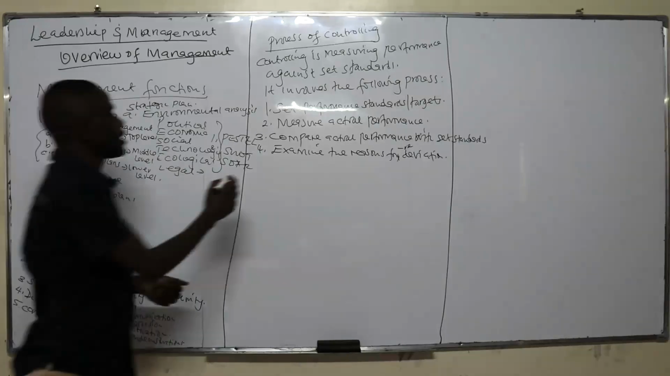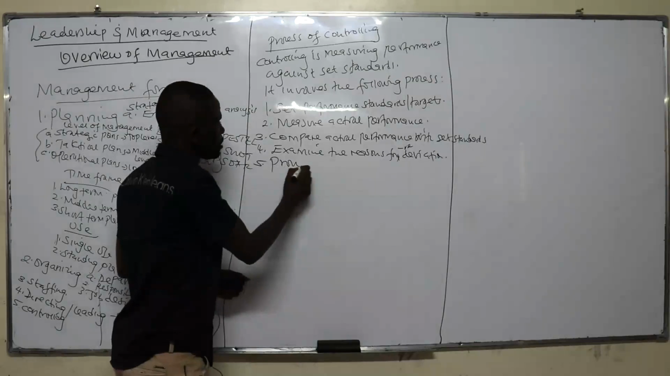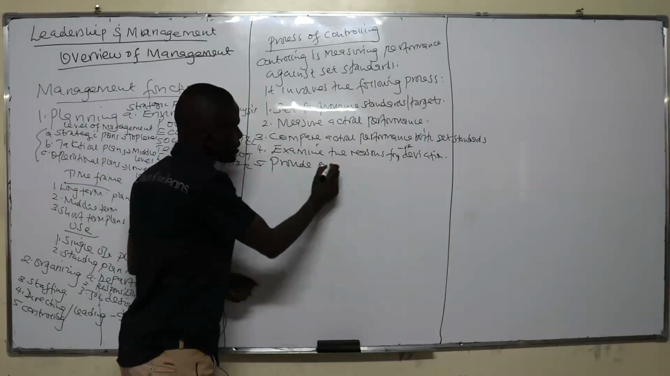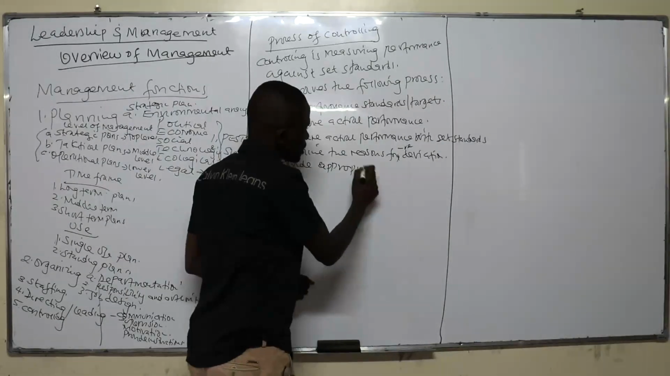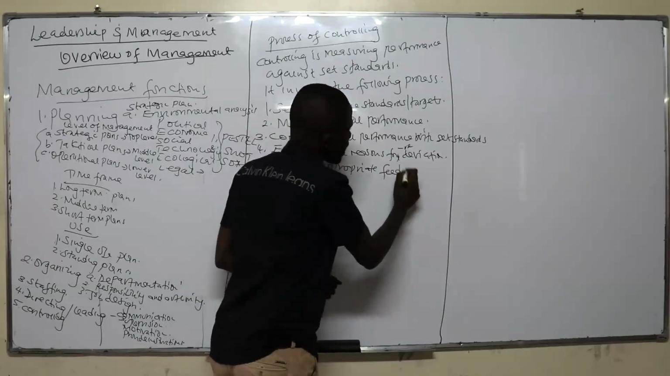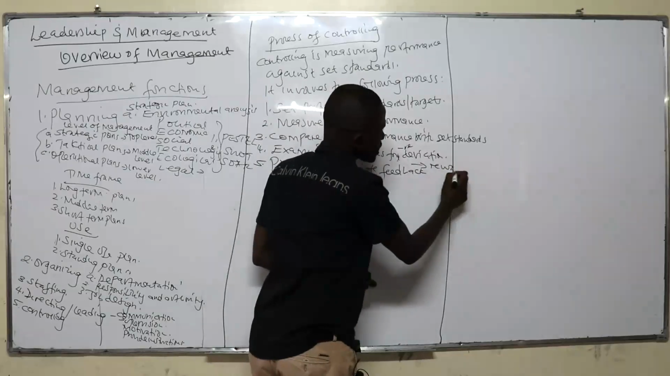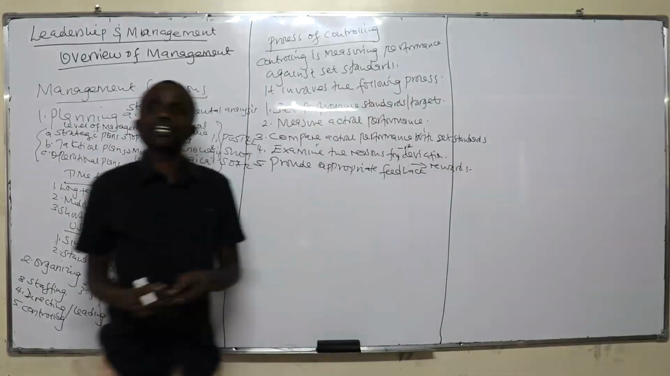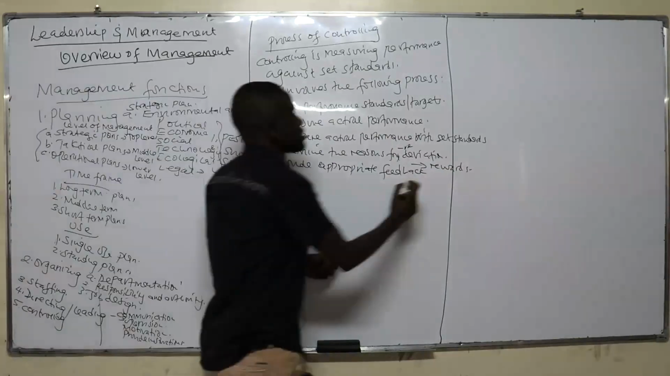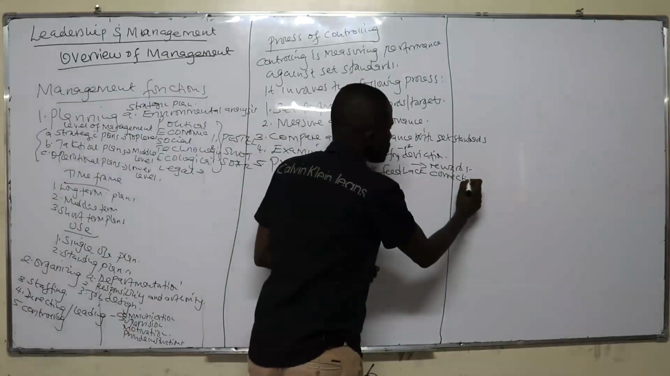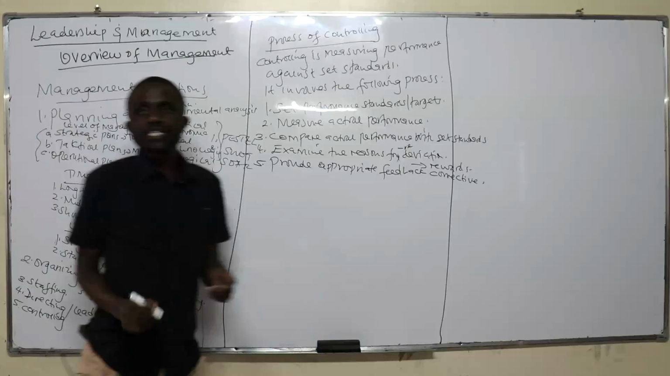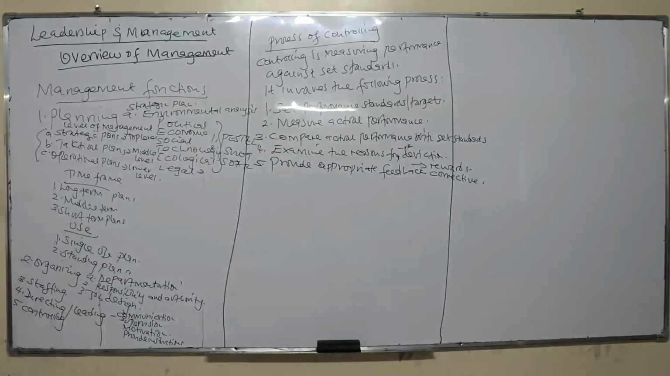And then you provide appropriate feedback. Why have I used the word appropriate? Some books use the word corrective. Sometimes it can be rewards. It's not necessarily that people do not achieve their targets; they can also surpass their targets. So you can either use rewards or corrective feedback.